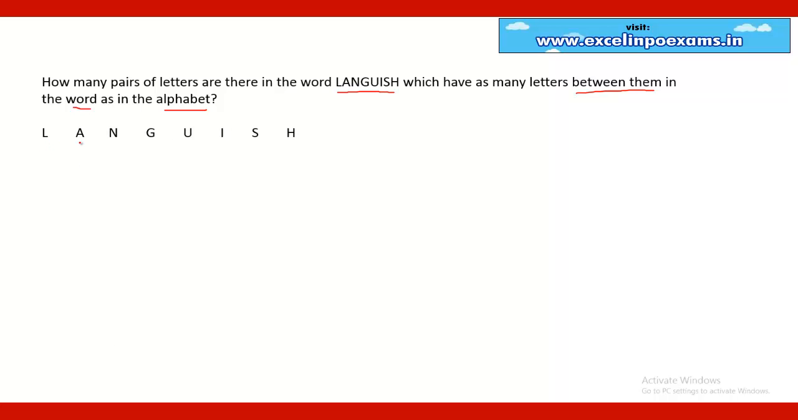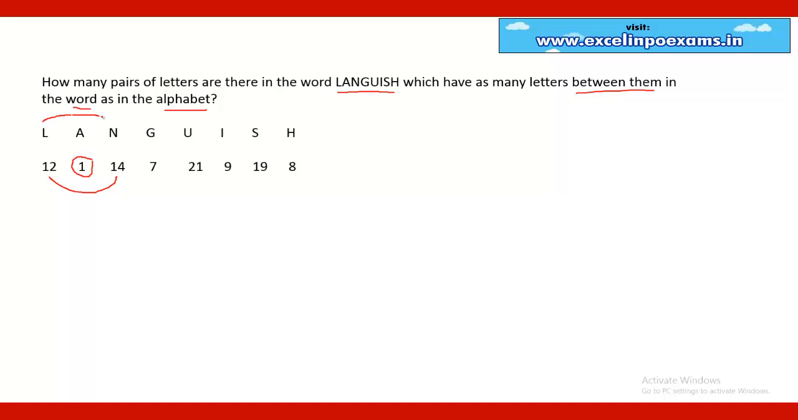First write down the ranking of each alphabet, that is the positional number of each alphabet. It will be like this: L is 12, A is 1, N is 14, G is 7, and so on. Now search for the numbers. For example, here it is 12 and 14. Between 12 and 14 there is one number. This shows that between the alphabets also there is one letter.